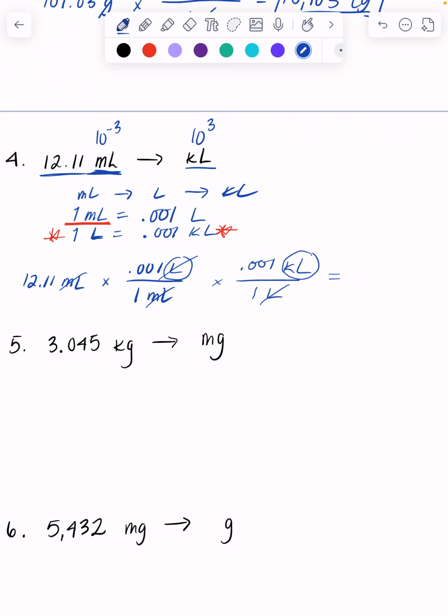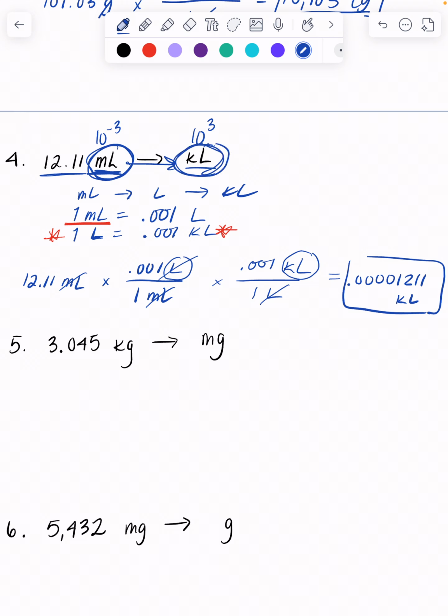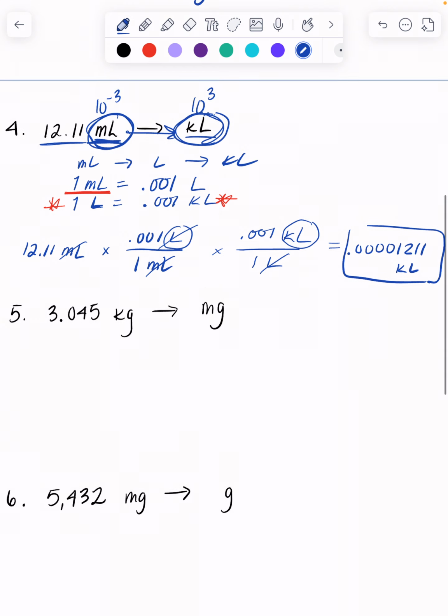So again, I'm going to put this into my calculator. Sorry, I didn't do this beforehand. So we've got 0.0001211 kiloliters. And that makes sense, right? Because this is very small, and we're trying to go to something that is very big. And so naturally our number is going to get smaller. So that's dimensional analysis. Beautiful, isn't it? All right, we got two more.